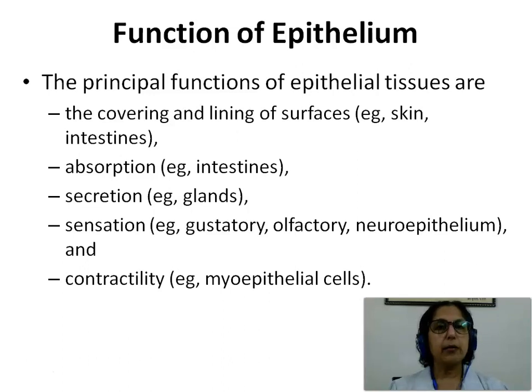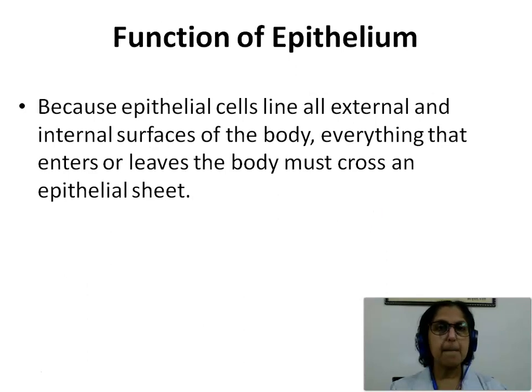The covering and lining of surfaces, for example skin and intestines, absorption in the intestines, secretion which is done in the glands, sensation, for example gustatory, olfactory and neuroepithelium, and contractility which is seen in the myoepithelial cells. Because the epithelial cells line all external and internal surfaces of the body, everything that enters or leaves the body must cross an epithelial sheet. Thus, with this, we have completed all the 3 videos on epithelium. Thank you.